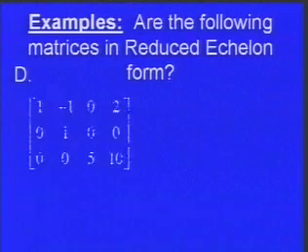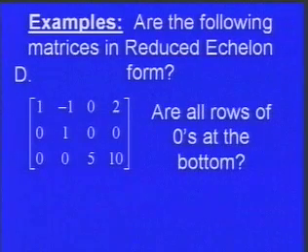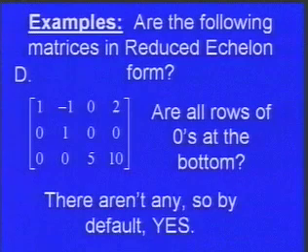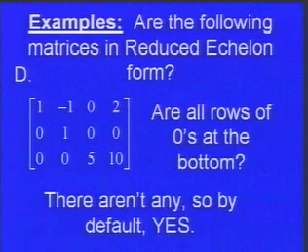Okay, next. What about this one? Are all the rows of zeros at the bottom? Well, there aren't any. Okay, so by default, we're just going to say yes, because, well, they're invisible. So sure, they're at the bottom. Doesn't really matter where they are. There aren't any. Okay, so we just skip over that condition and say, yeah, sure, it meets that condition.